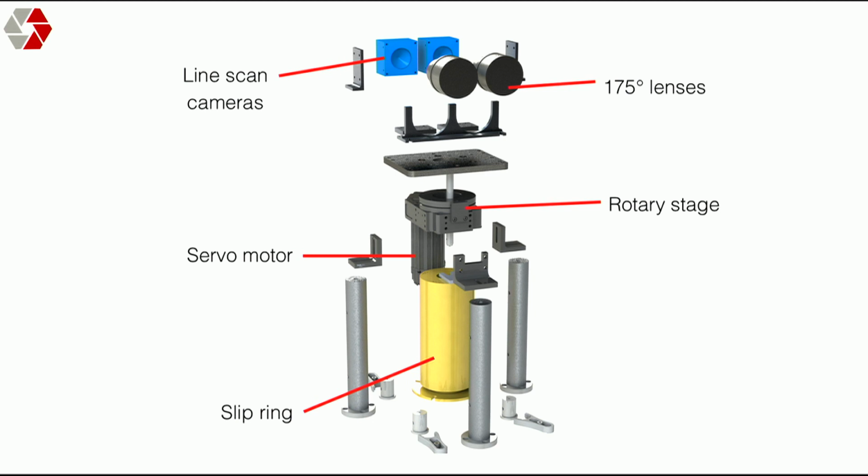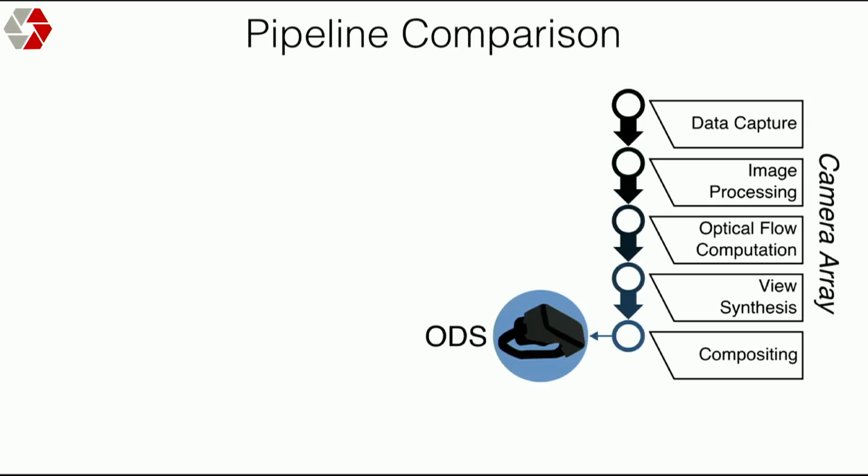So let's compare the processing pipeline of this sort of camera to traditional array-based systems. In the array-based systems, we first capture the data and store it, and then we perform some simple image processing, demosaicing, color calibration, et cetera. And then come the really compute-heavy things. We have to perform an optical flow computation pairwise between each set of cameras. And then we perform some view synthesis and finally composite that all into this ODS format.